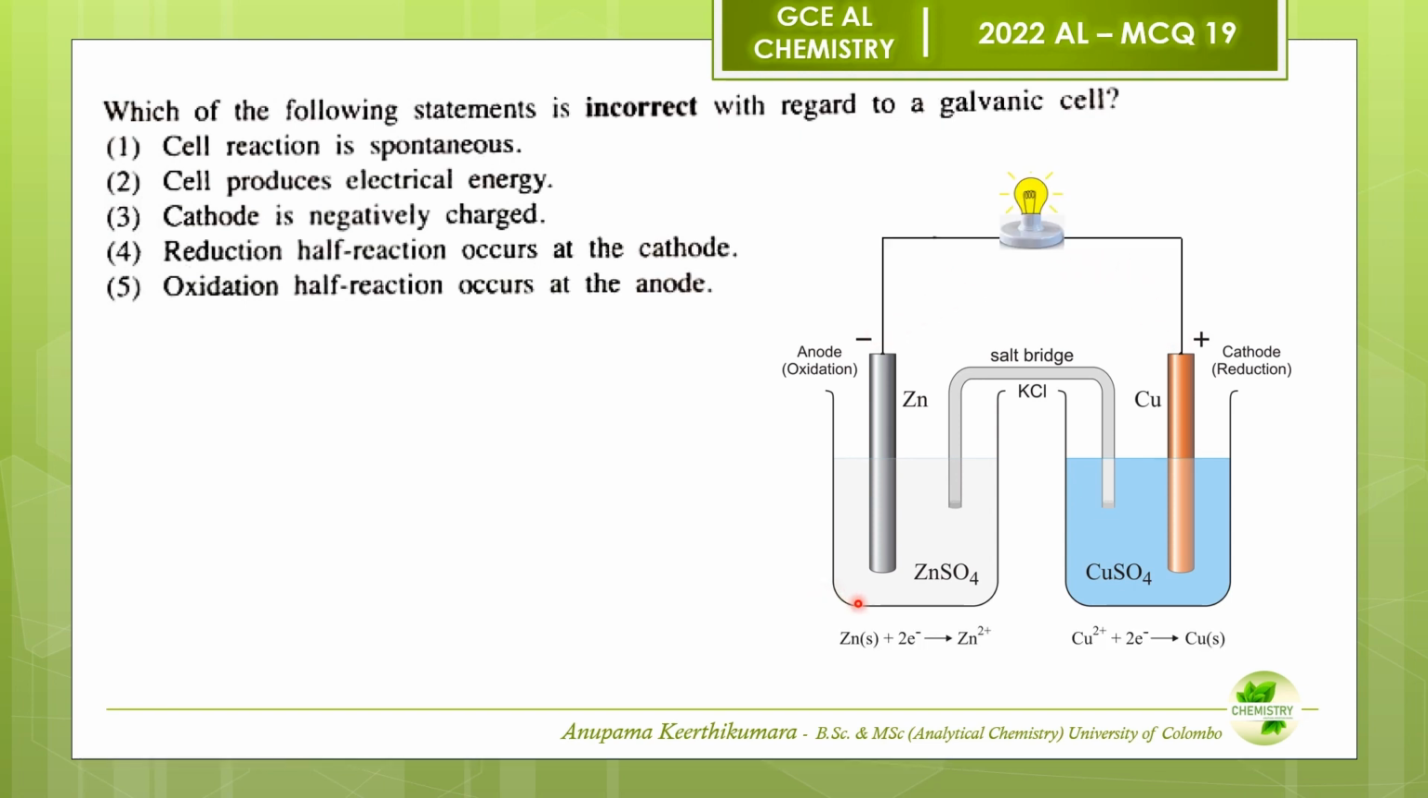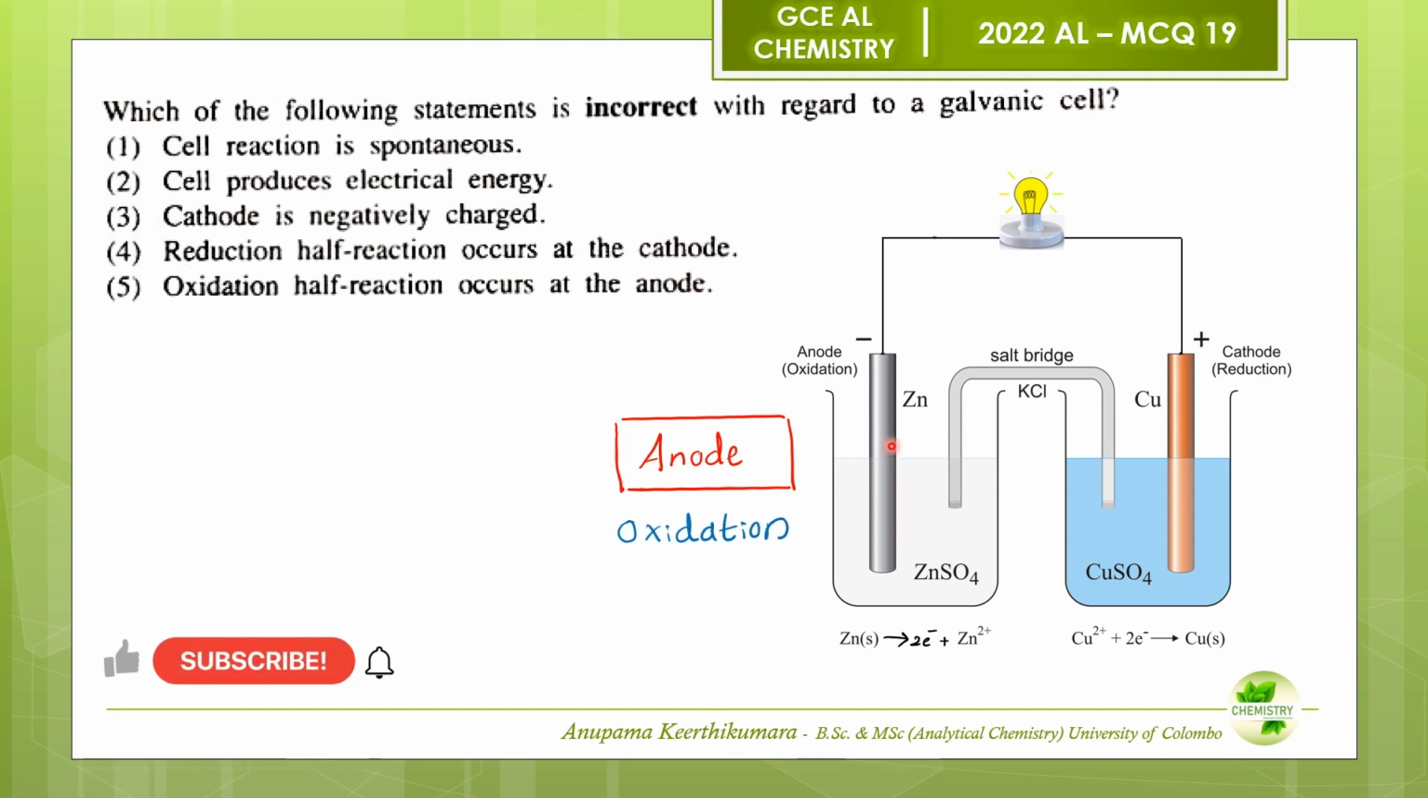Zinc half electrode is the anode of this galvanic cell. Always oxidation takes place at the anode. Therefore, these zinc atoms go to the solution as zinc 2 plus ions, leaving electrons on the zinc electrode. Therefore, in galvanic cells, anode is always negatively charged.